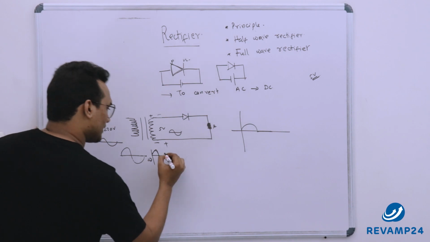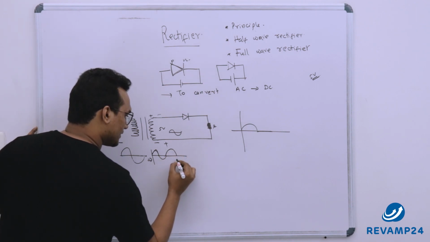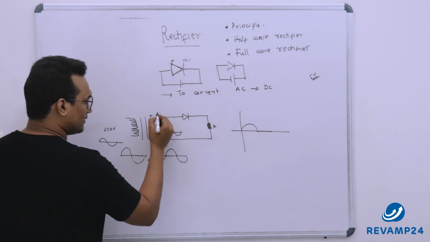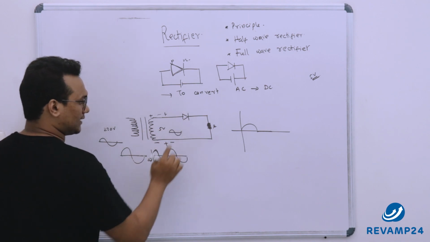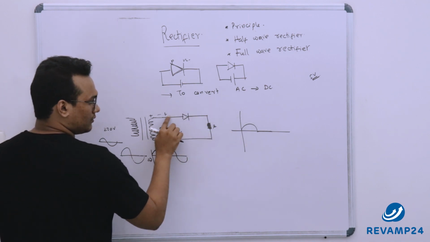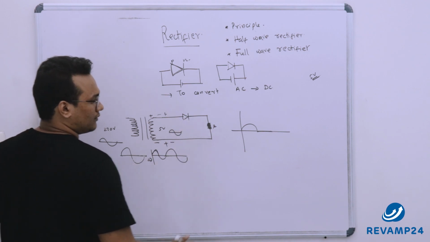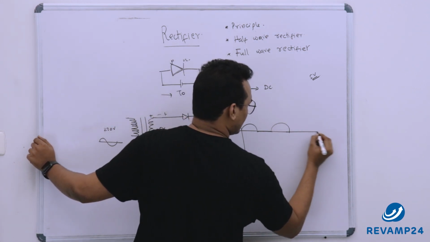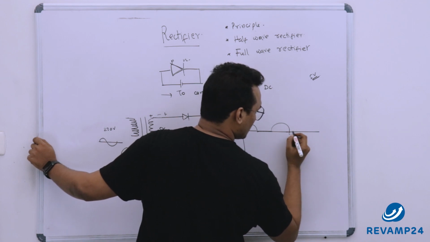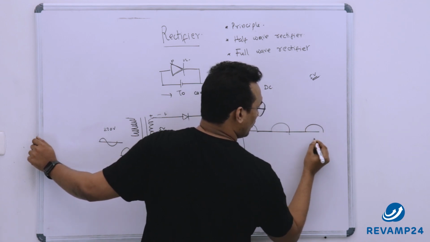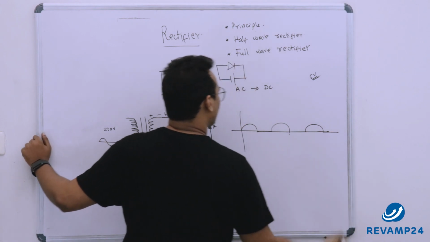In the next cycle, what is the next cycle? Positive and negative. So in the next cycle this is positive and this one is negative. So what will happen? This is forward bias, positive to P, negative to N, forward biased. And the next half cycle blocked, then next allows, next blocked.